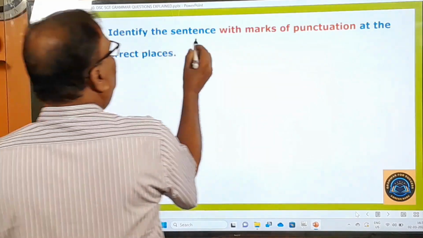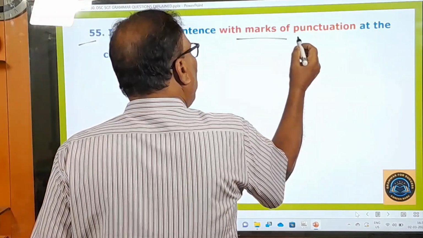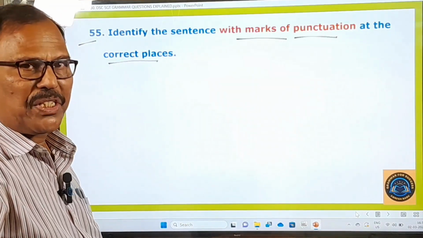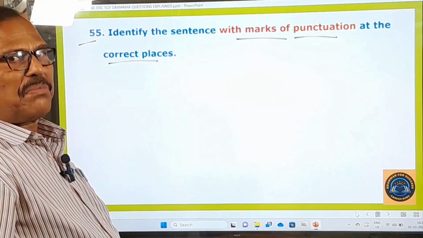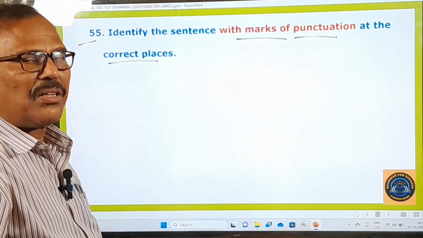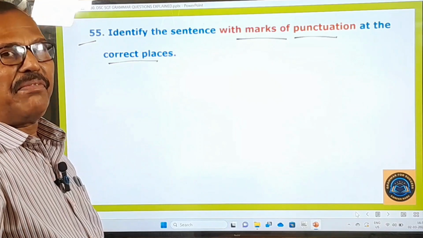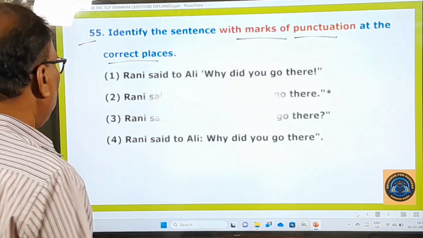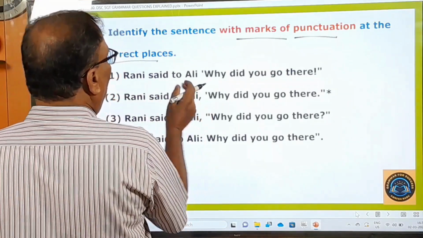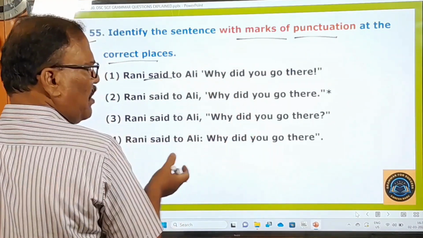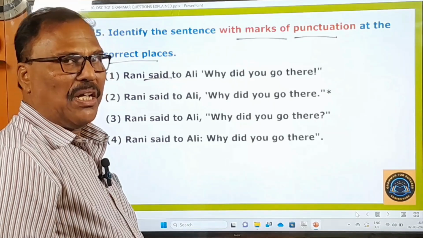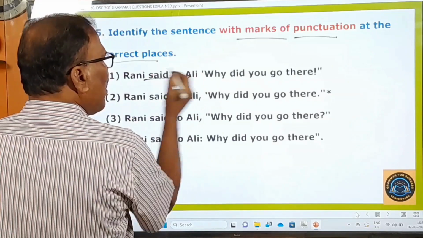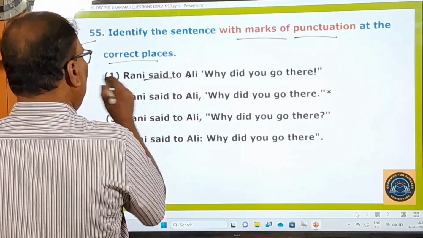55th question, identify the sentence with the marks of punctuation at the correct places. Okay, this is a question all about punctuation marks, the correct use of punctuation marks. Now let us choose the correct option in which the punctuation marks are correctly used. Okay, what are the options? Rani said to Ali. Generally, direct speech sentences will be given in the examination for this purpose. Here, after said to Ali, there should have been a comma and then quotation marks. This comma is not there, that's why this is wrong.